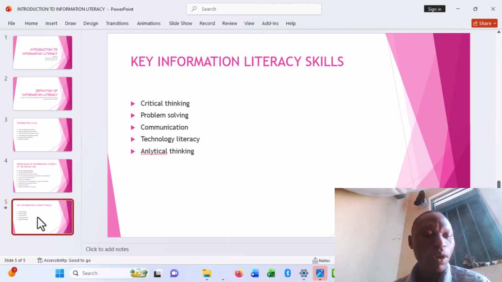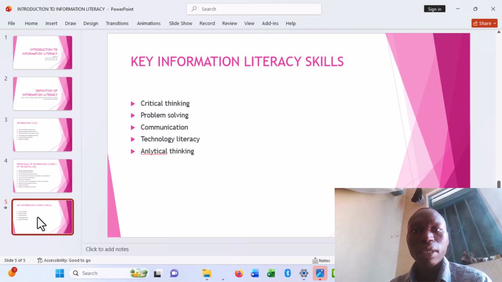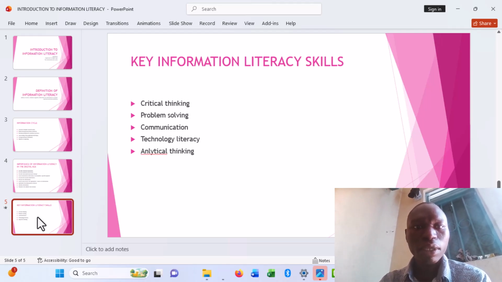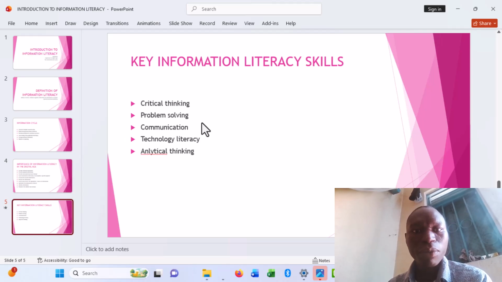And the last slide, we are going to look at the key information literacy skills. And there, number 1 is critical thinking. The next one is problem solving, communication, technology literacy, and then analytical thinking.